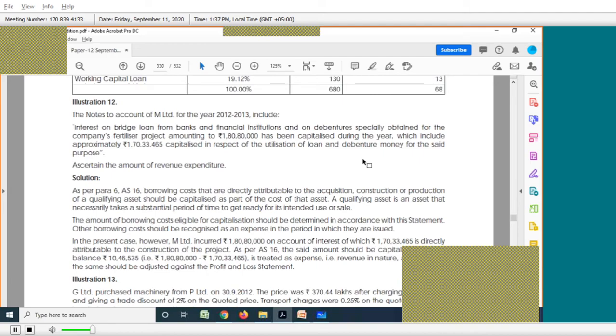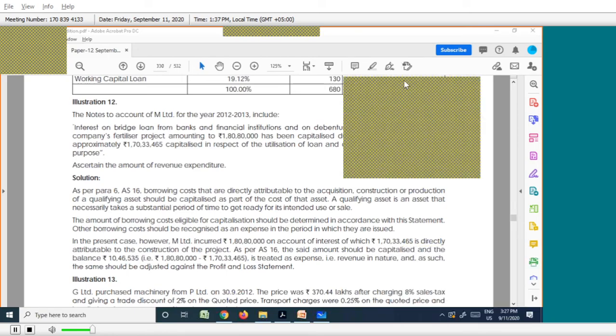Whether this is a correct accounting treatment, as per you, yes or no? No, no, no, no. Kavita, no. PK, no. No or yes, sir? All others. No.